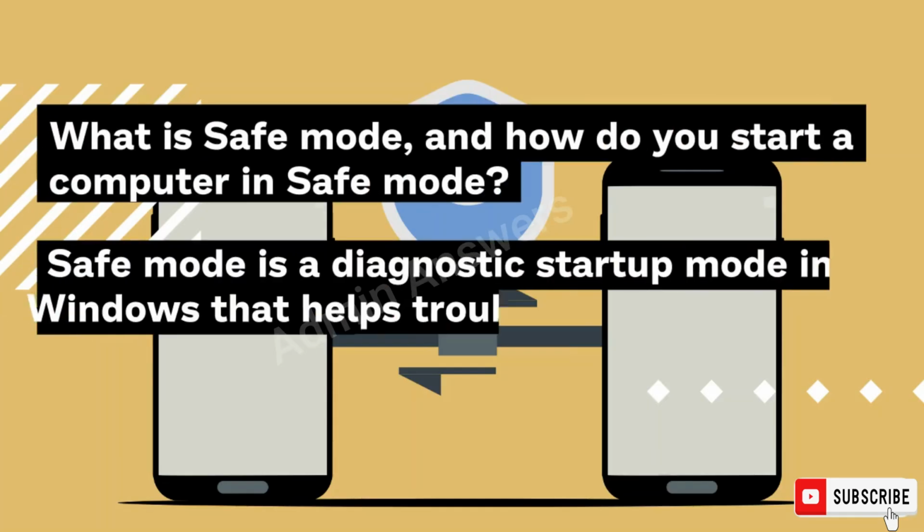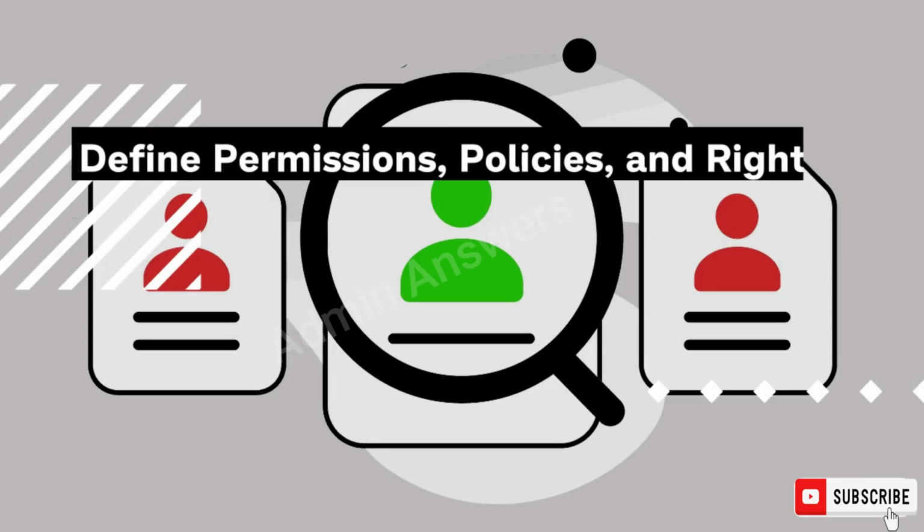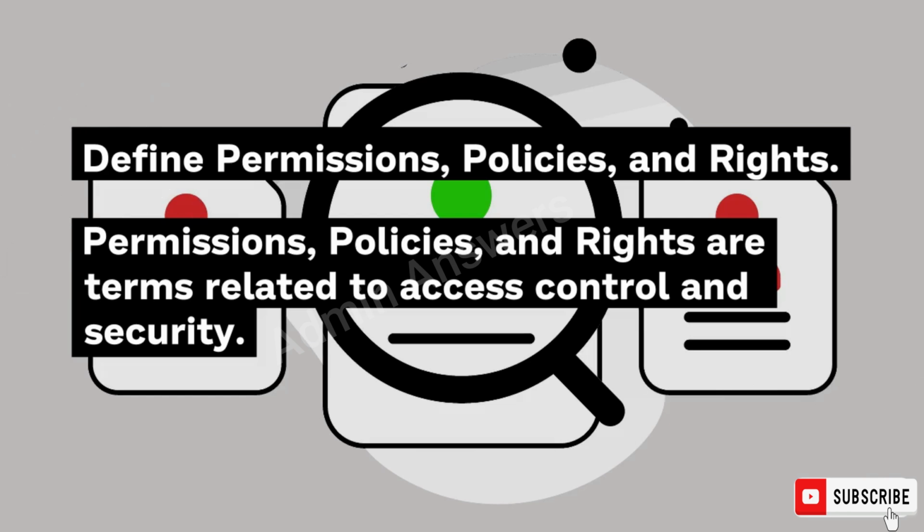What is safe mode, and how do you start a computer in safe mode? Safe mode is a diagnostic startup mode in Windows that helps troubleshoot software or driver issues. Define permissions, policies, and rights. Permissions, policies, and rights are terms related to access control and security.